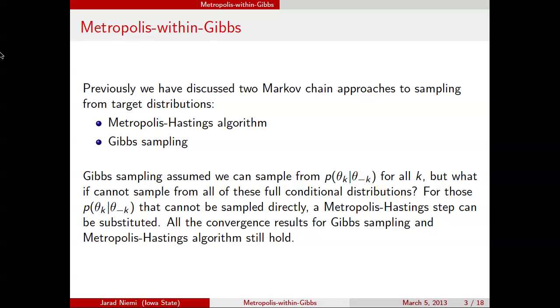It turns out that all the convergence results that we have still hold for this situation. We still know that the sequence of theta draws converges to the target distribution, that is, the joint distribution for all the thetas. We still have a law of large numbers. When the central limit theorem applies, we still have the central limit theorem, and so forth. All the results that held for Gibbs sampling and Metropolis-Hastings still hold when you substitute some of the Gibbs steps for Metropolis steps.